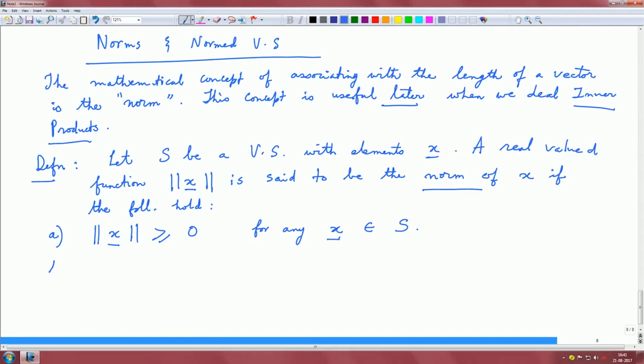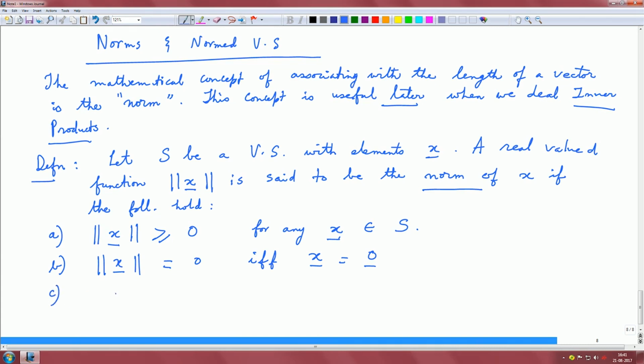Next, norm of x is equal to 0 if and only if x is 0, it is a null. If it is a null, then the length is basically 0, else it has some length.